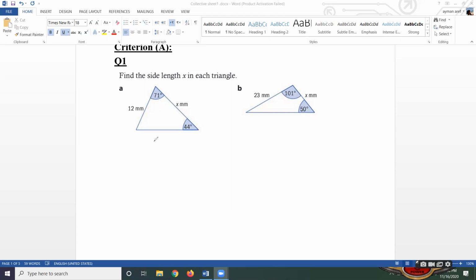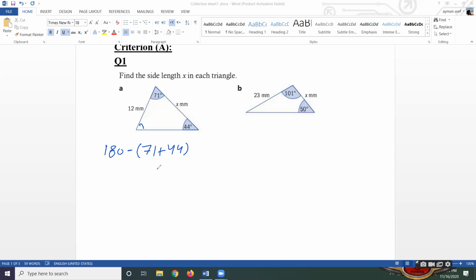Okay. Let's think about this one. First of all, we need to find the measure of this angle. This is easy, really. We will use 180 minus the summation of 71 and 44. I'm sorry about that. I told you I will solve this question like a student, so kindly focus with me. Then to find this angle, 180 minus 71 plus 44.